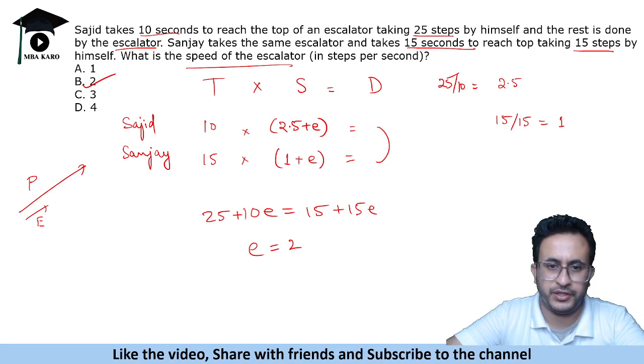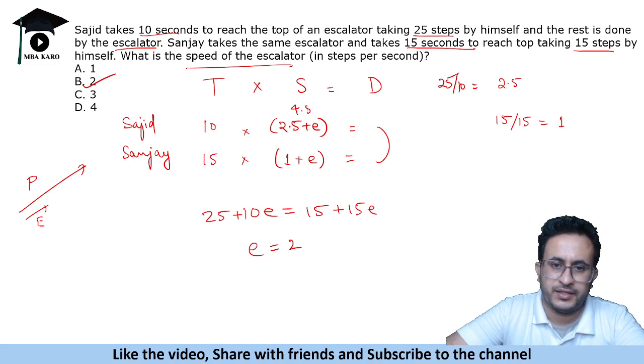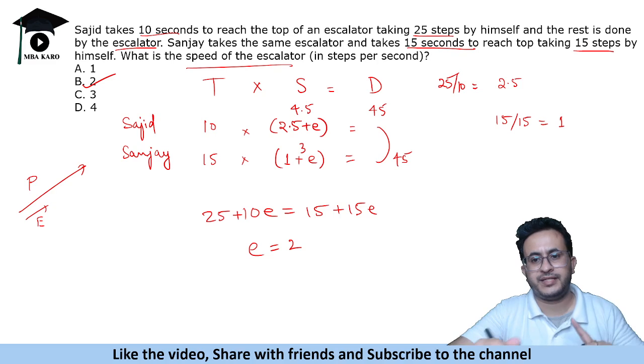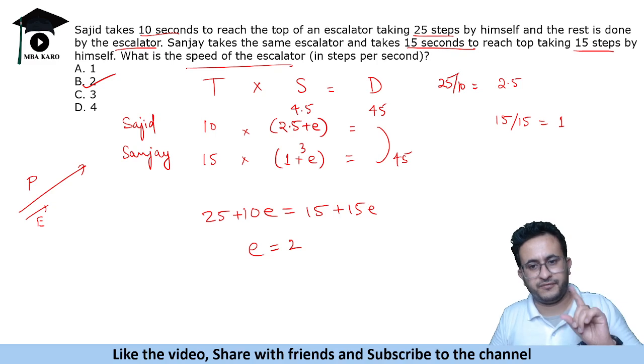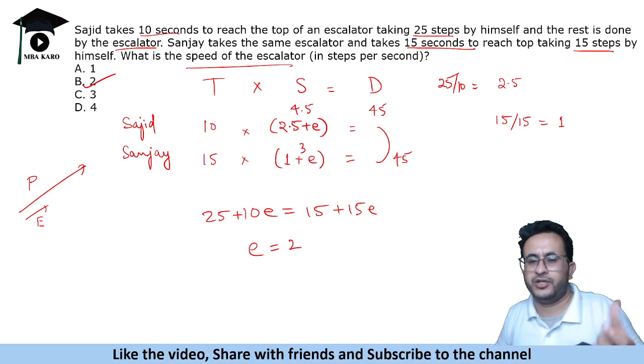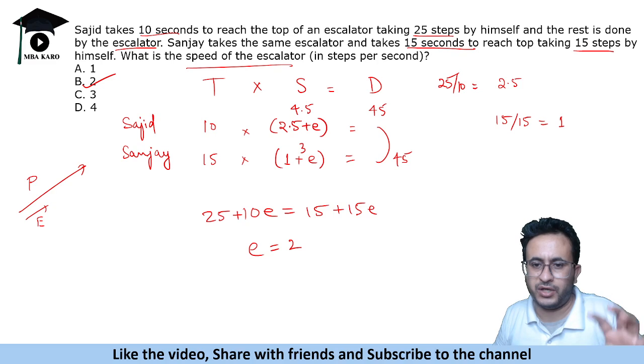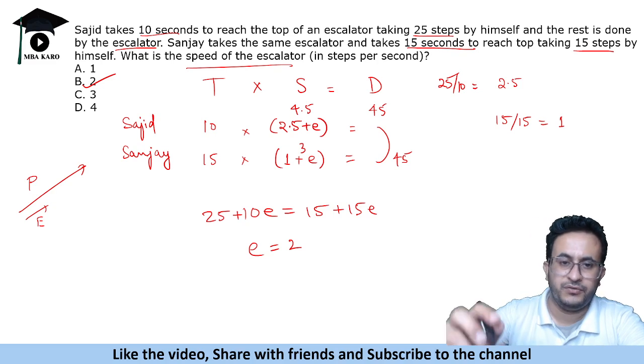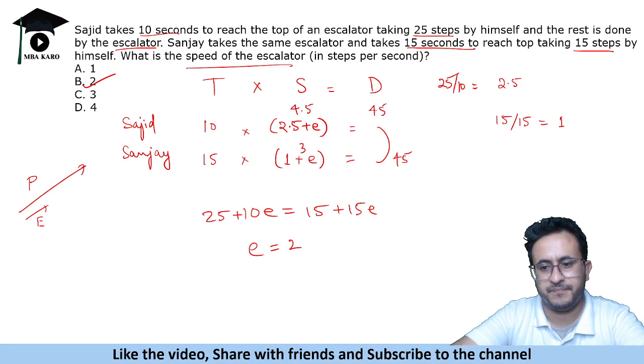Now you can put in the equations and see. So 4.5 steps per second, that is 45 steps, and it is 15 into 3, 45 steps. So in this you can get questions like, one question is the speed of the escalator. They could also ask you how many steps there are in the escalator. In that case your answer would be 45 steps.